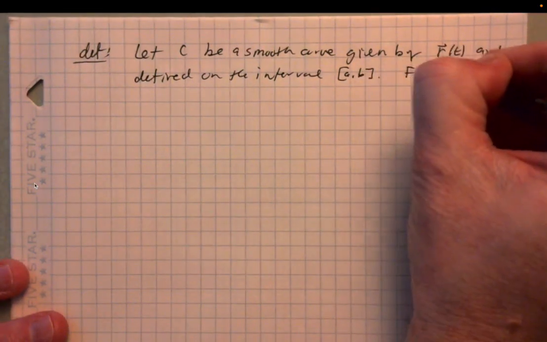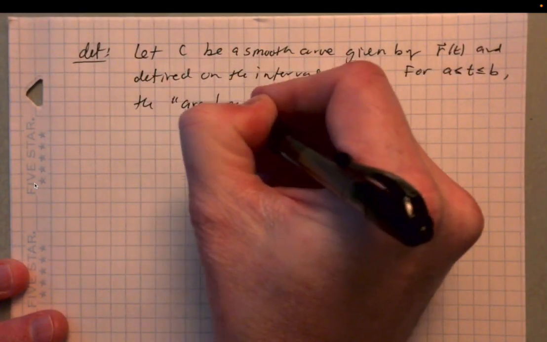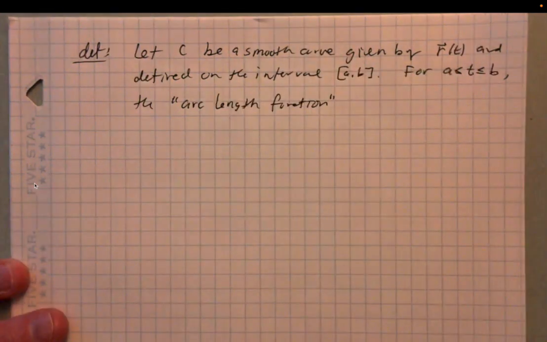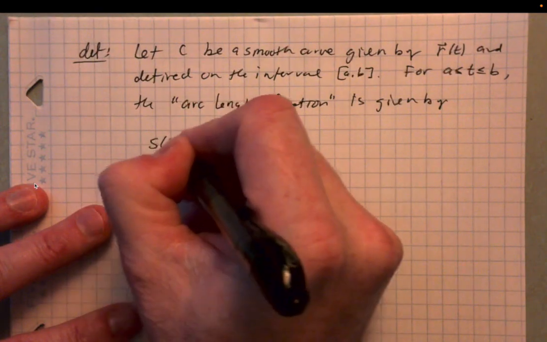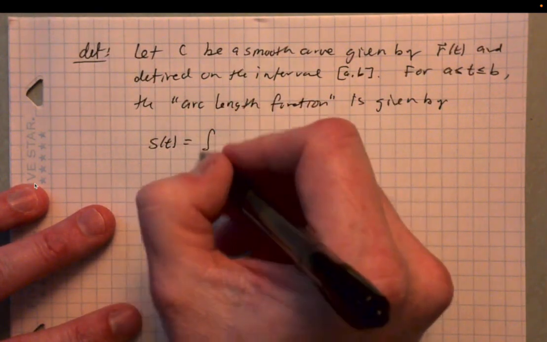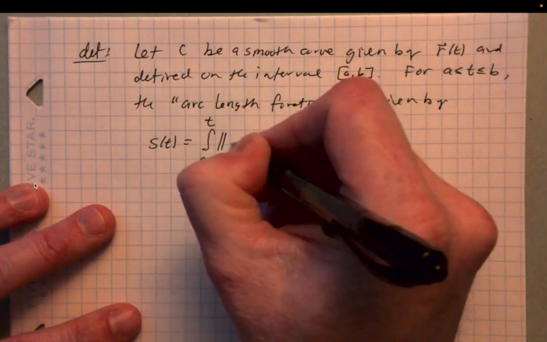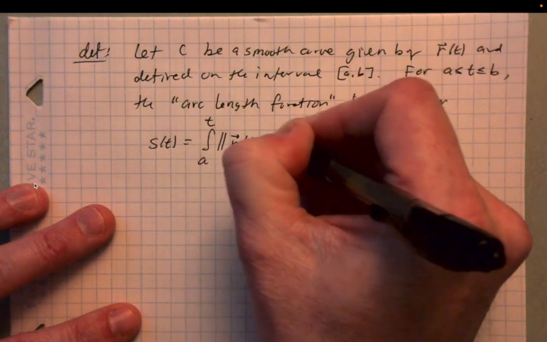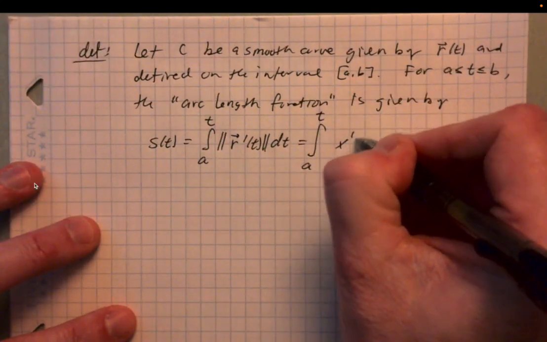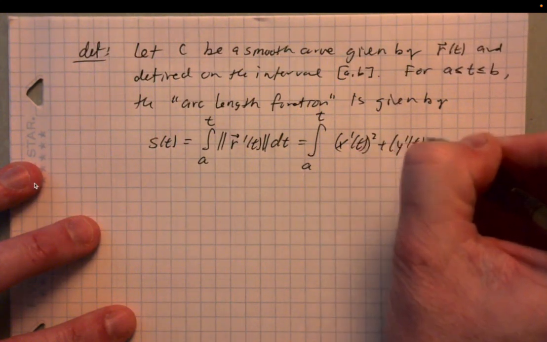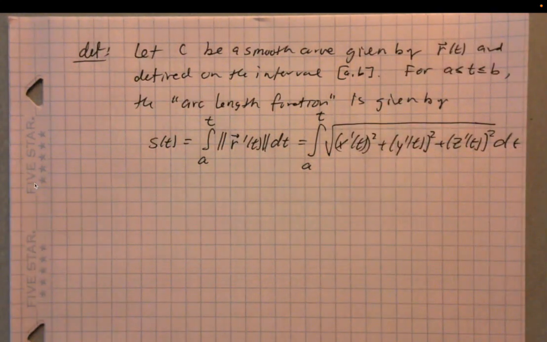Now, for a less than or equal to t less than or equal to b, the arc length function is given by, what's it given by? Well, it's given by the thing we just exactly discussed. So s of t is equal to the integral from a up to the parameter t, where t is between a and b, of the norm of the derivative of r. Okay, we saw what that is in 3D space, but let me just write it out again here. That's the square root of x prime of t squared plus y prime of t squared plus z prime of t squared, integrated with respect to t.